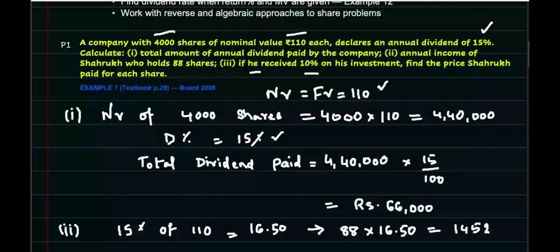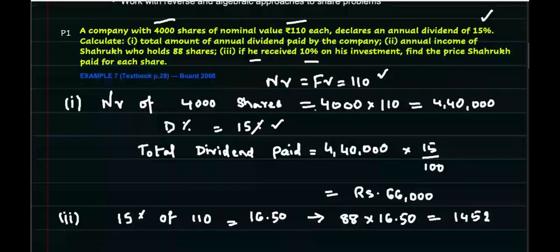Got it? Somebody who has purchased it at 110 will definitely get a yield of 15%, right? However, he has got the shares at a premium. That's why his percentage is less, only 10%. Now, what we need to find is the price Shahrukh paid for each share, that is, how much premium he paid. That is the question here.